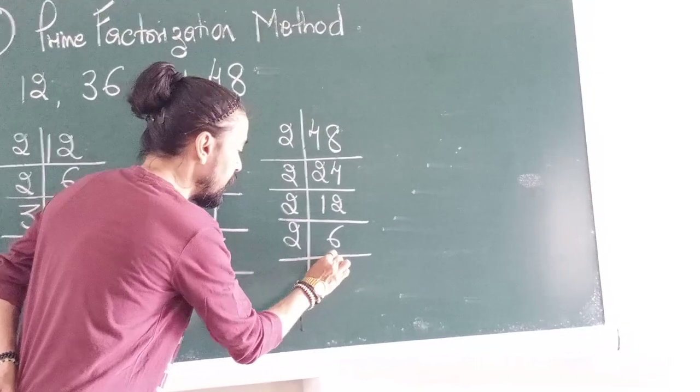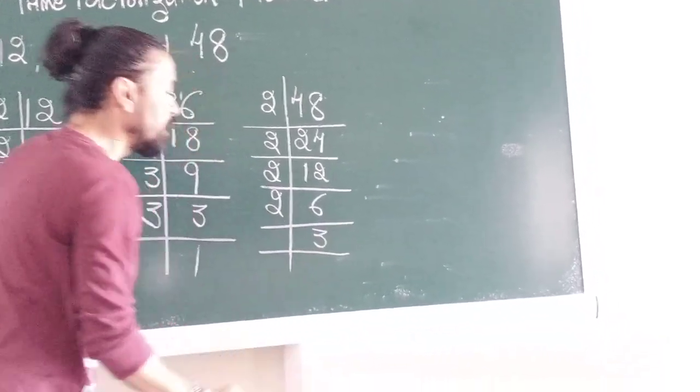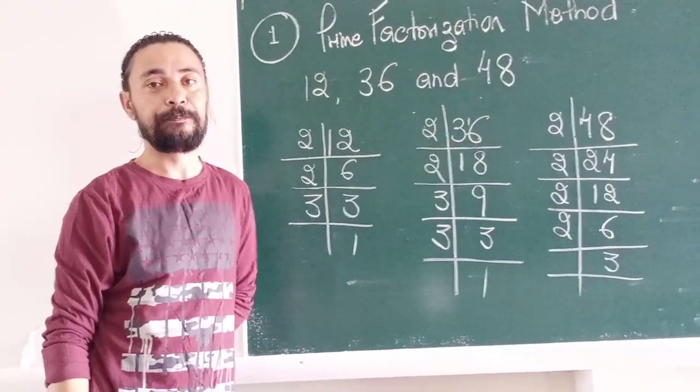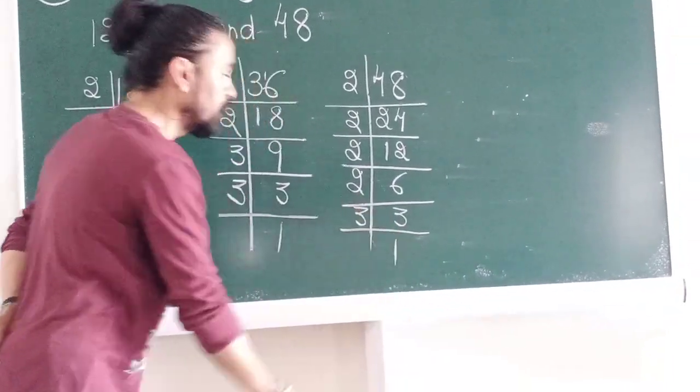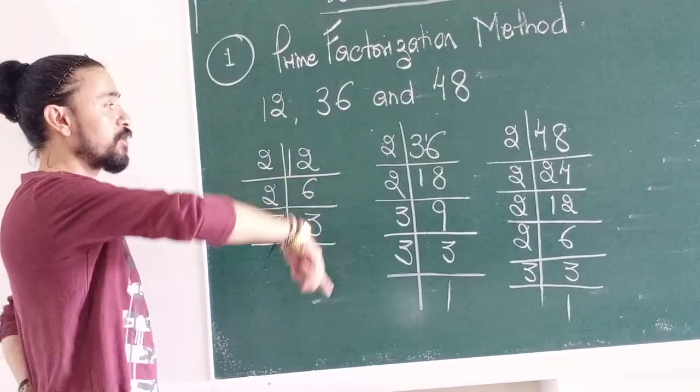So 2 3s are 6. Now I cannot divide anymore by 2. So my next prime number is 3 and therefore 3 1s are 3. I have factorized all the numbers.